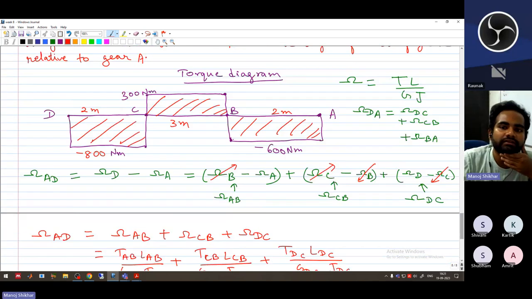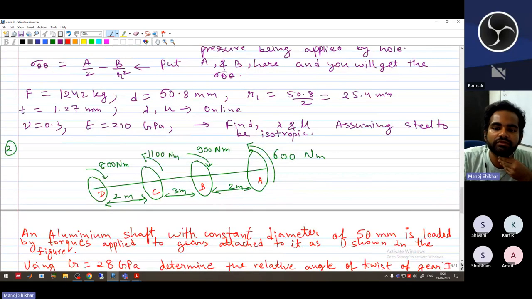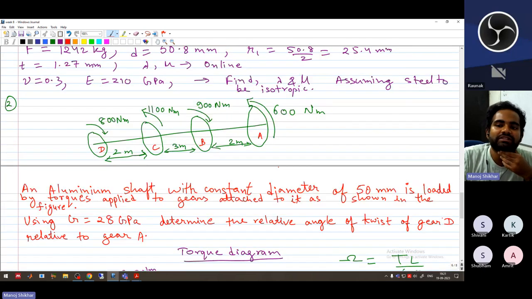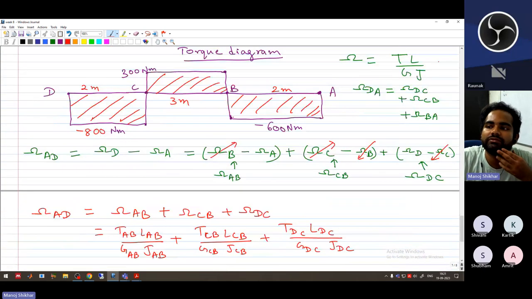Okay, before doing that, note one thing that the total torque was 0. The total torque applied on the body, if you add all these, was 0. 8 plus 9, 17. 11 plus 6, 17. So 1700 minus 1700. This was a static case. That's why we were able to use this formula directly, omega equal to TL by GJ. Otherwise, we would not have been able to use this. So keep this in mind.